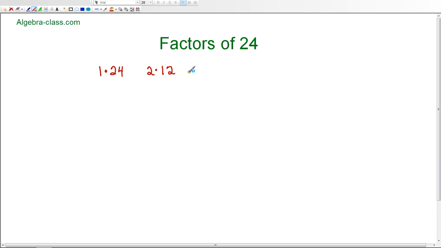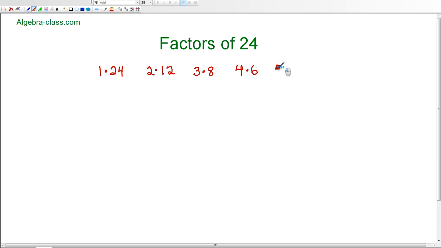I'm then going to ask myself, what about 3? Can I multiply 3 times a number to get 24? And the answer is yes. And if you're not sure, ask yourself, what is 24 divided by 3? If you get a whole number, then 3 is a factor of 24. So 24 divided by 3 is 8. That means that 3 times 8 is 24. What about 4? What's 24 divided by 4? 6. So 4 times 6 is 24.